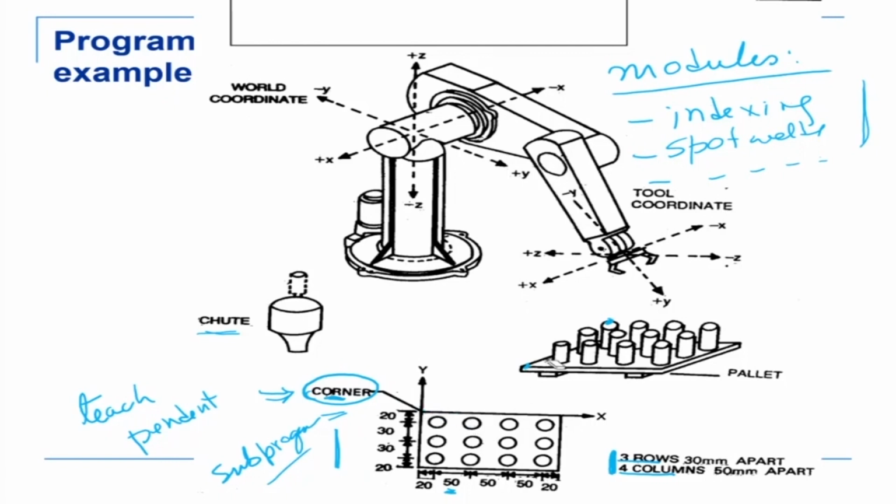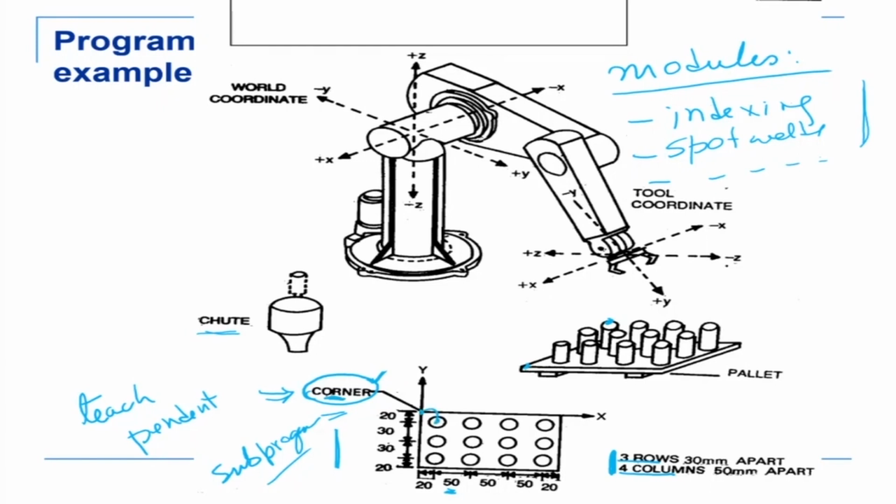So what is the logic that we are going to follow? Let me explain the logic first. So the logic is, first we'll define the rows and columns. So it is 3 rows and 4 columns. Then we'll define our point of corner. And then I will shift my corner point from here to the top of that object.